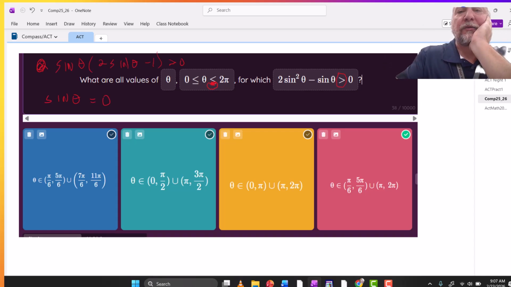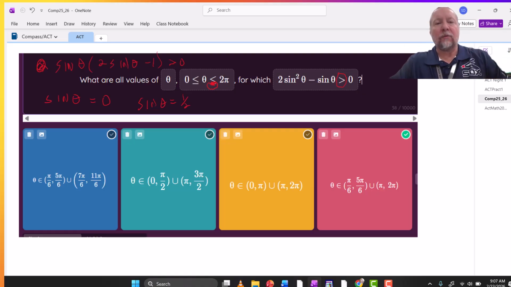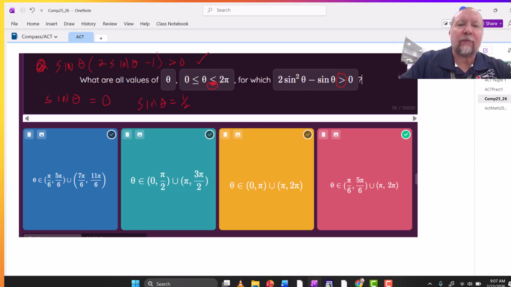I can't graph 2 sine squared minus sine. I don't know what that looks like. So we've got to do the critical values and then test with some values. And where you're going to test it is up here. That's what I really wanted to make sure I was covering here. And it's going to be like a sine chart. So I'm going to go ahead and get these answers.